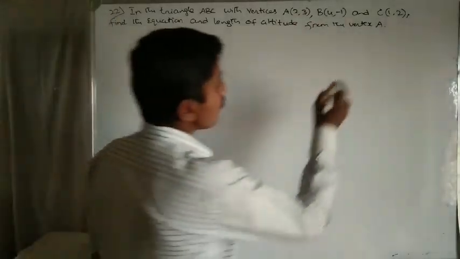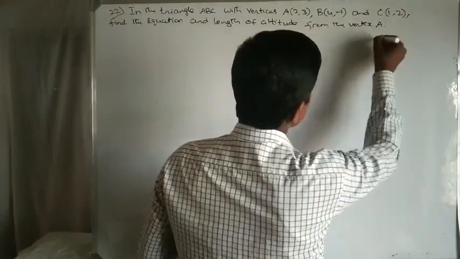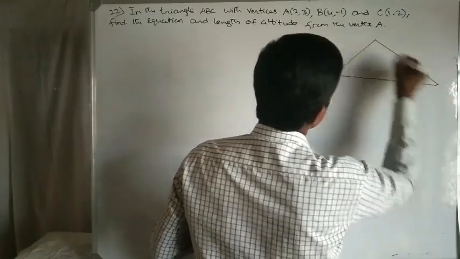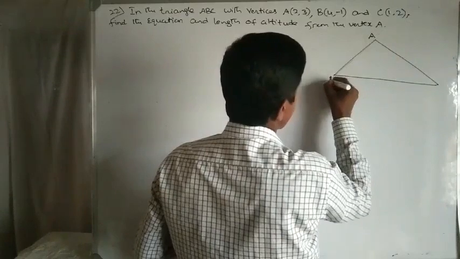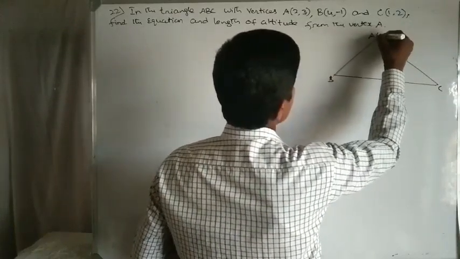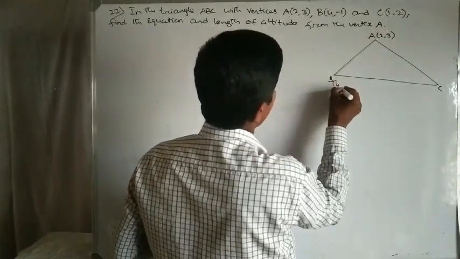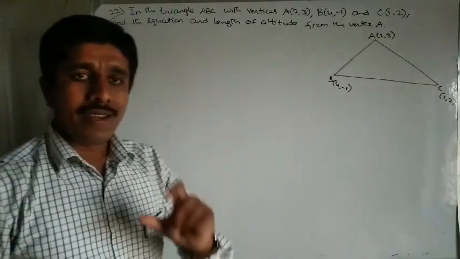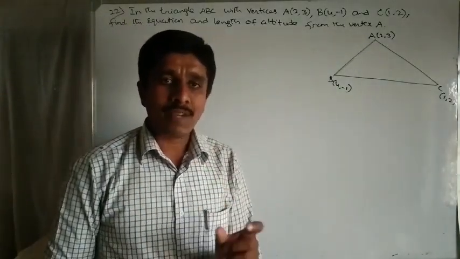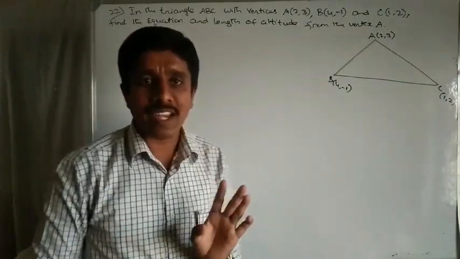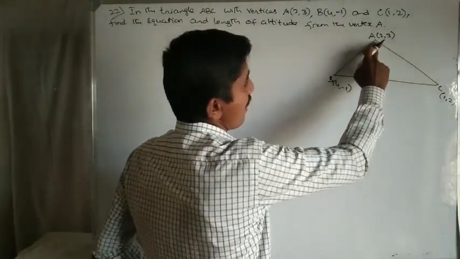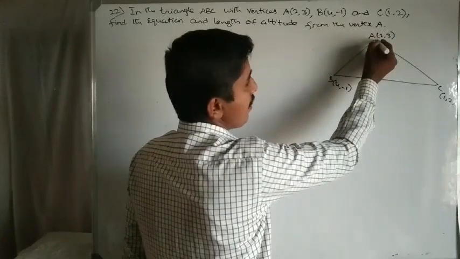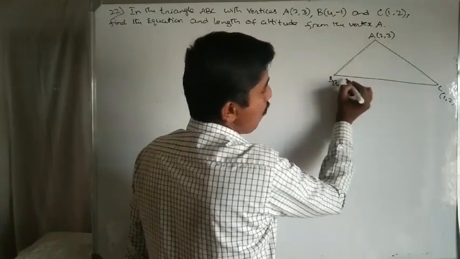I am drawing a rough figure. Vertex A, vertex B, vertex C. Vertex A coordinates 2, 3. Vertex B coordinates 4, -1. Vertex C coordinates 1, 2. So altitude means a perpendicular line segment from any vertex to the opposite side. Here we have to find the equation and length of the altitude passing through the vertex A, which means drawing a line perpendicular to its opposite side BC.